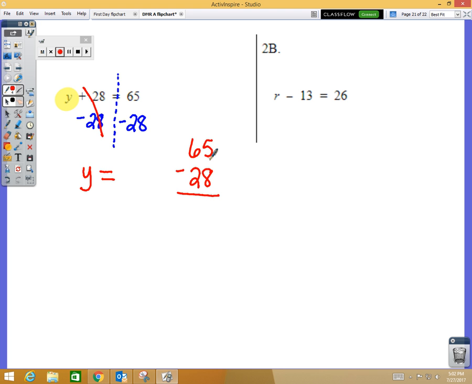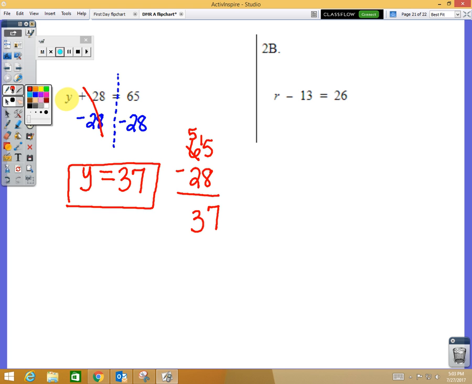So since we can't do 5 minus 8, I'm going to borrow from this 6, making it a 5. So 15 minus 8 is 7, and 5 minus 2 is 3. So there's my answer. I'm going to write it over here. Y equals 37.